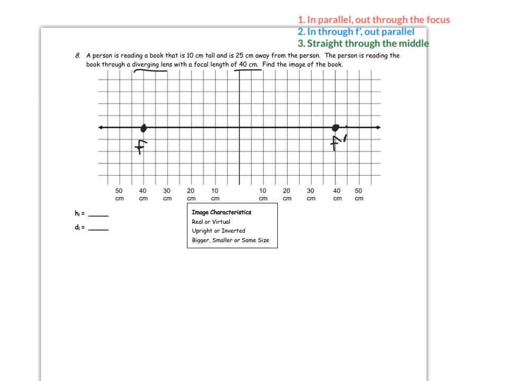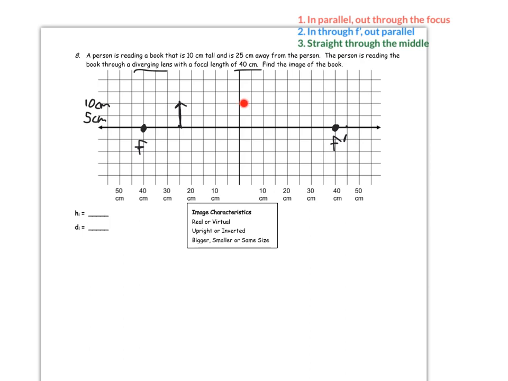So it's going to be right in here, and it's 10 centimeters tall. So I'm going to say that each block is 5 centimeters. That means that 10 centimeters tall will be 2 blocks high and located right here. We're going to go ahead then and do our 3 rays. So we start with our parallel ray.